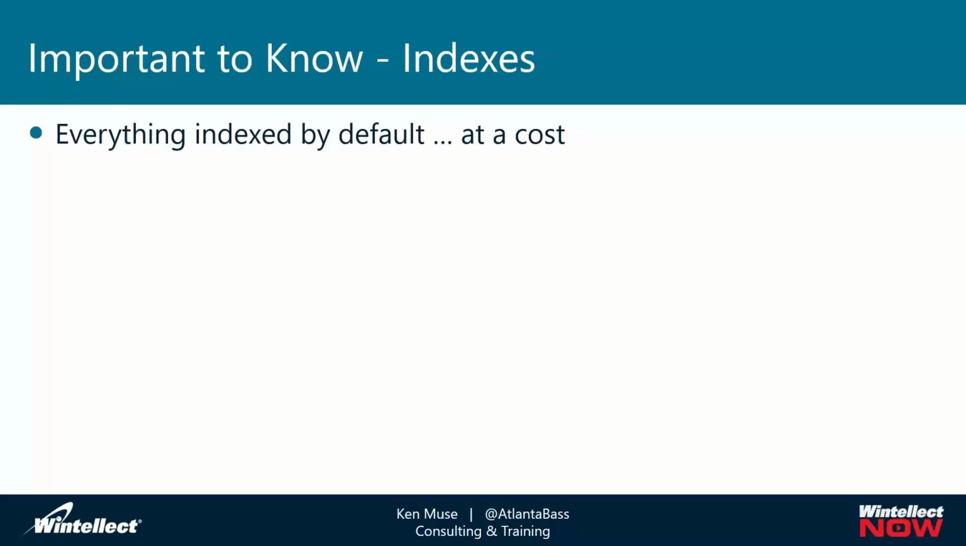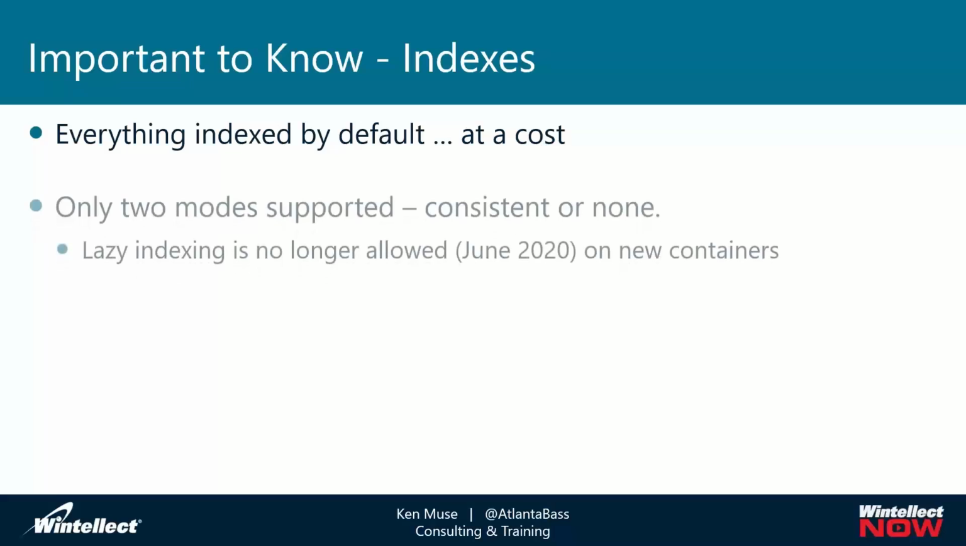So be aware that at a high level, all fields may be indexed unless you're on Cassandra. This is adjustable at the container level. I can say only index certain fields or use certain types of indexes. Whenever we index, that does come at a cost. It may increase our RUs on writes, but that may decrease our RUs on reads.